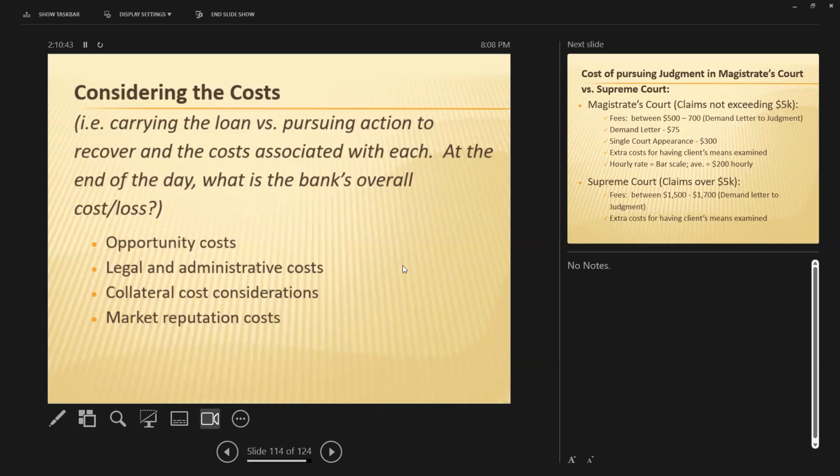Okay, so what is the value of the collateral we're pursuing? Is it worth pursuing? Okay. Then of course there's the market reputation costs. Okay, those are the intangibles, right?